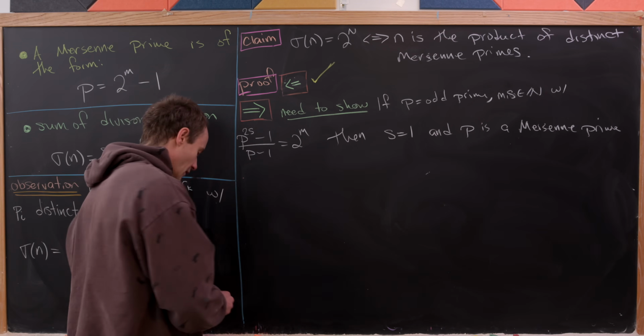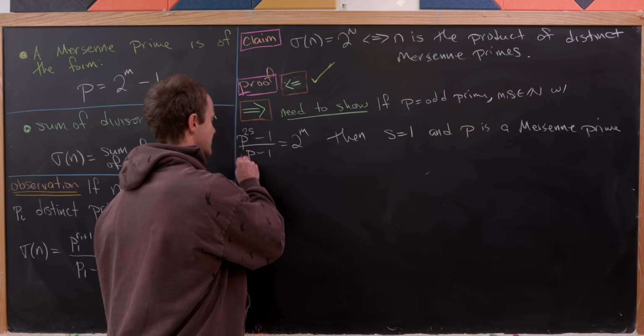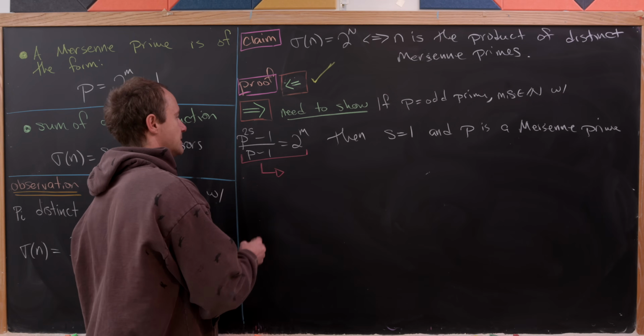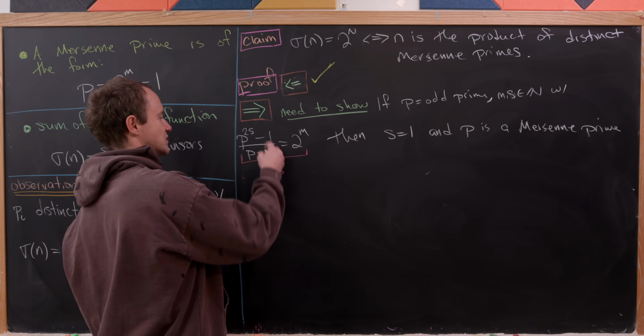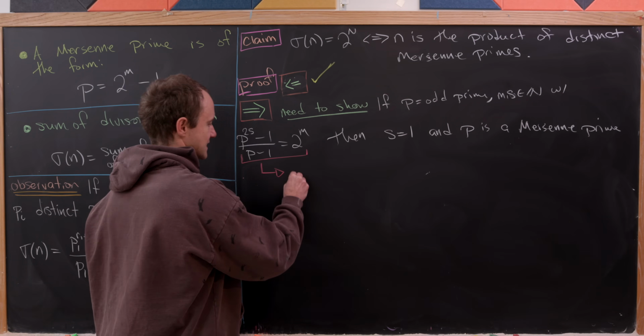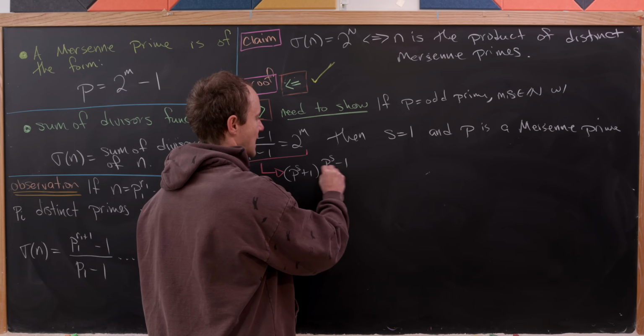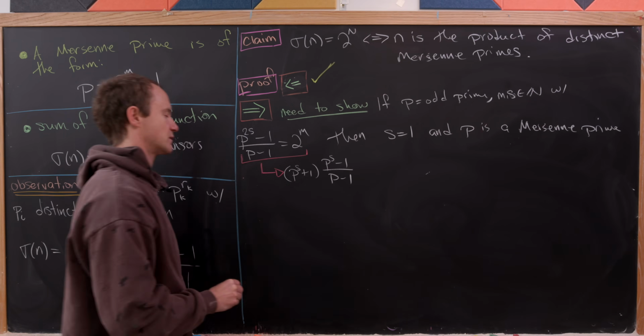Okay, so now what I'd like to do is take this equation that we've built right here and rewrite it a little bit. I can factor this numerator as, let's see, (p to the s plus 1) times (p to the s minus 1) over p minus 1.